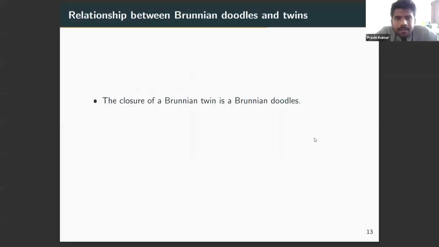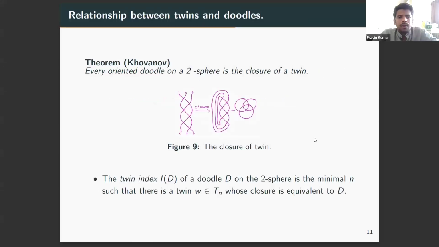So now we will see a relationship between the Brownian doodle and twin. If I have a Brownian twin, and if I do the closure operation, what I get is a Brownian doodle. The reason is, if you have, for example, the figure I have here, which is just a Brownian twin, removing any strand is equivalent to removing a component in this diagram.